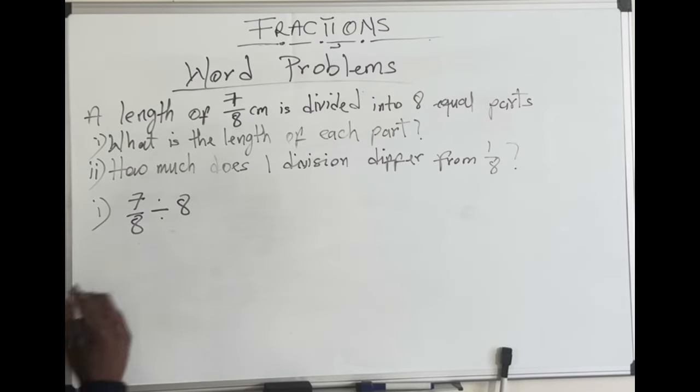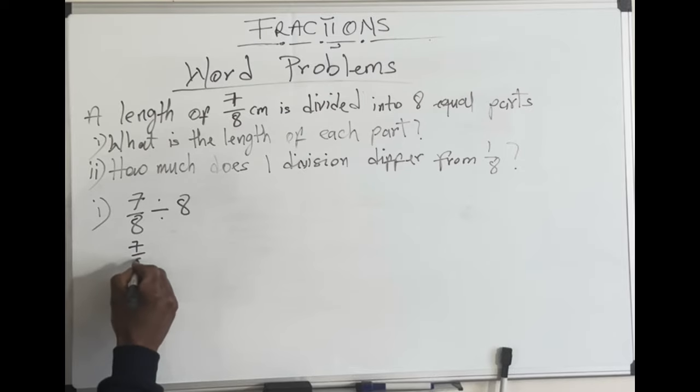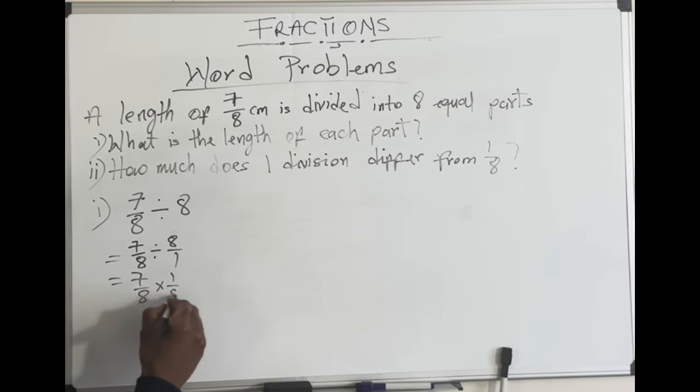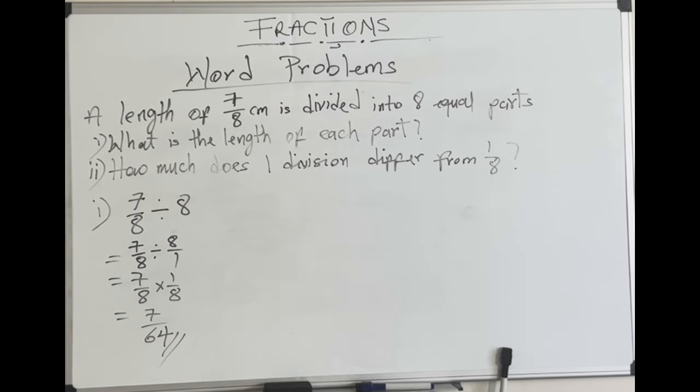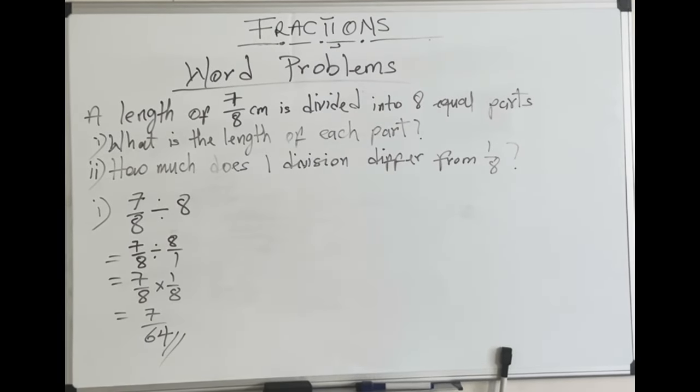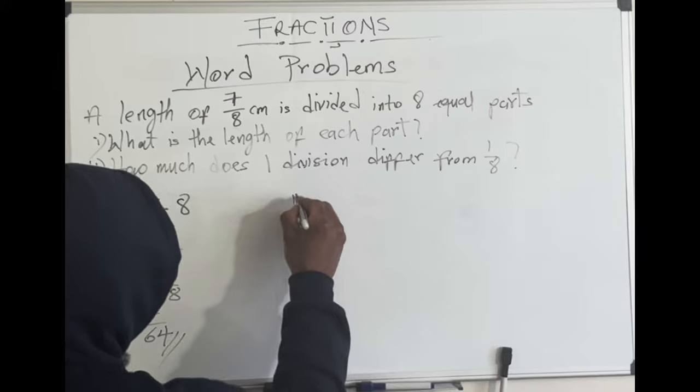Okay, so 7 over 8 divided by 8 can also be written as 7 over 8 divided by 8 over 1. Okay, so 7 over 8 times 1 over 8. 7 times 1, 7. 8 times 8, 64. Okay, so 7 over 64 is the length of each part. And then we move to II. How much does one division differ from 1 over 8? Okay, so II.